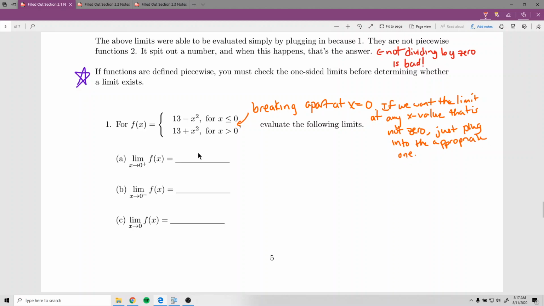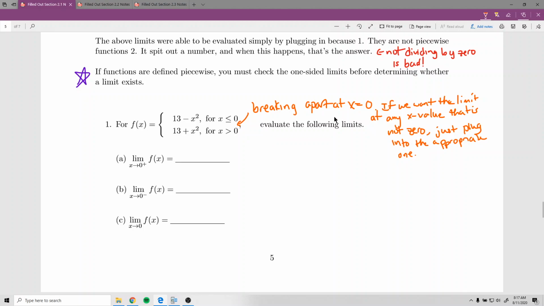Right, so you've dealt with piecewise functions before. If we wanted to figure out the limit at -1, -1 is less than or equal to 0, so we'd plug it into this one. If we wanted to figure out the limit as x goes to 1, 1 is bigger than 0, so we plug it into the second one here. That's what I mean by the appropriate one.